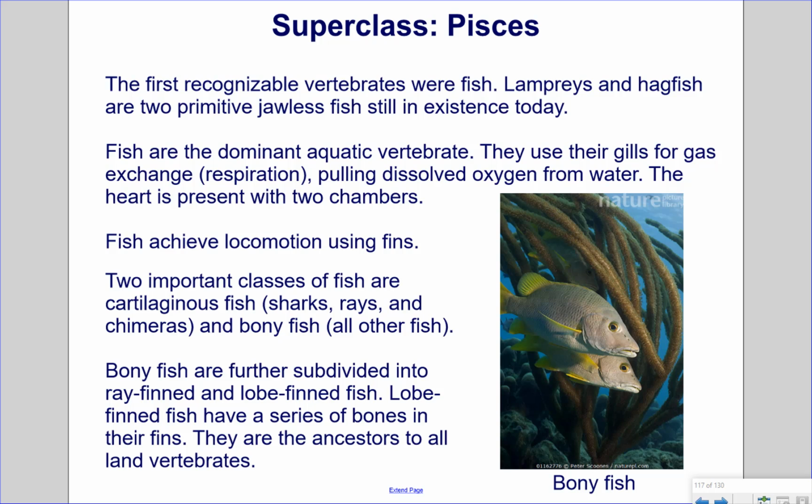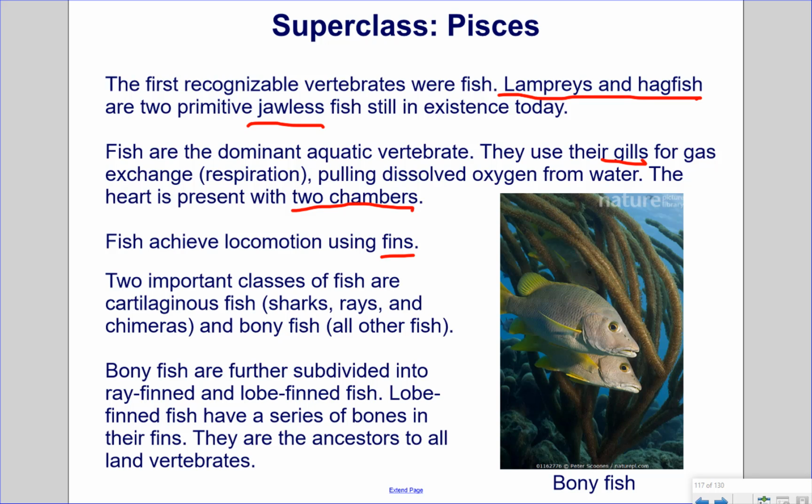Superclass Pisces. The first recognizable vertebrates were fish. Lampreys and hagfish are 2 primitive jawless fish still in existence today. Fish are the dominant aquatic vertebrate. They use their gills for gas exchange, respiration, pulling dissolved oxygen from water. The heart is present with 2 chambers. Fish achieve locomotion using fins.